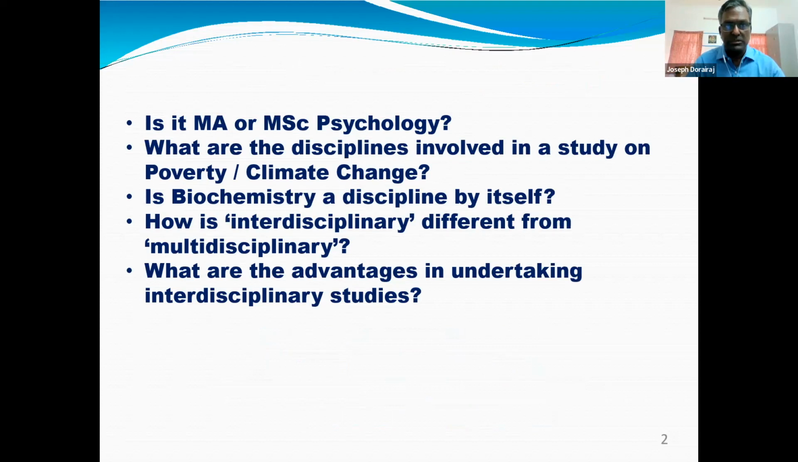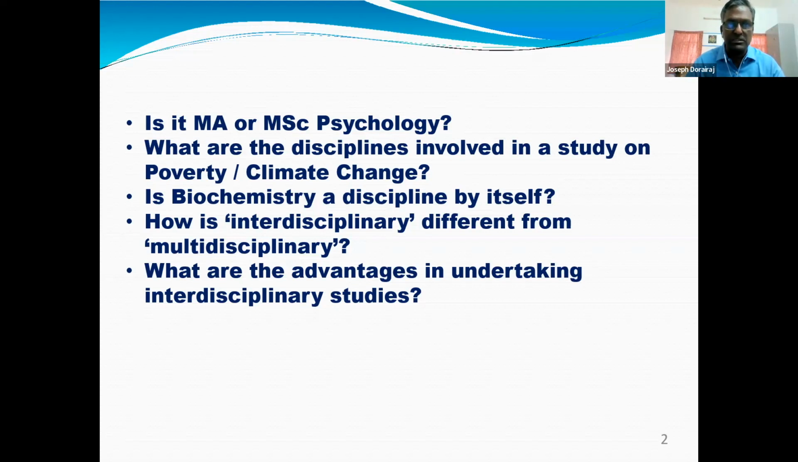As we all know, in some institutions, it is MA psychology, Master of Arts program. Whereas in some other institutions, both within the country and outside the country, they do not call it MA psychology. Instead, they call it MSc psychology. It becomes part of the social science program. Now, this question clarifies that disciplinary boundaries are not fixed. Instead, they are fluid and dynamic. So that is the first question.